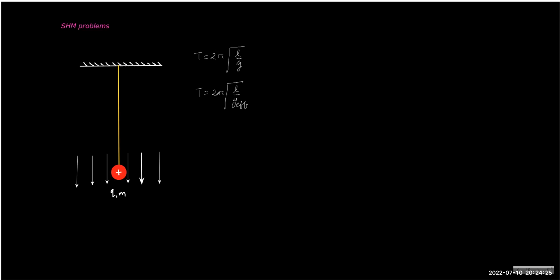Now here you have to be extra careful. When the pendulum oscillates, let's say the bob is at some random location here. Now you can draw the FBD. The force of the electric field will be downward and gravity is anyway downward, and tension is like this.